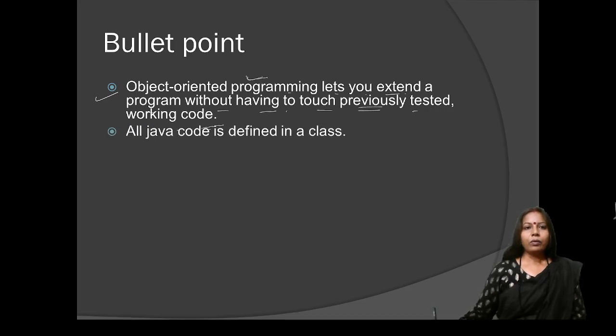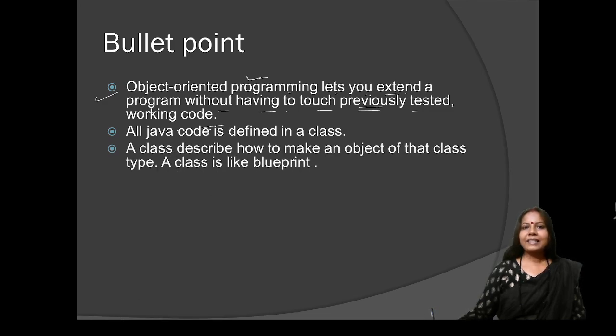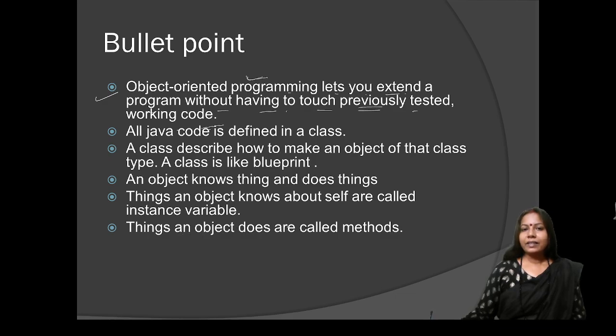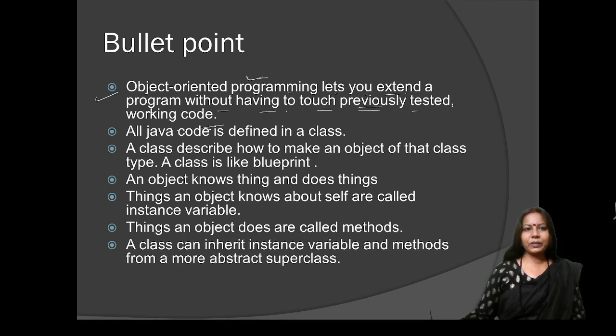Now what we have learned: all Java code is defined in a class. A class describes how to make an object of that class type. A class is like the blueprint. An object knows things and does things. An object knows about itself, that are called instance variables. And things an object does are called methods. I have also discussed that in my previous video. You may visit my previous video if you are curious to know about this point.